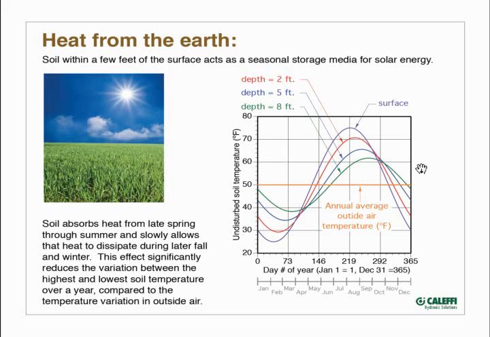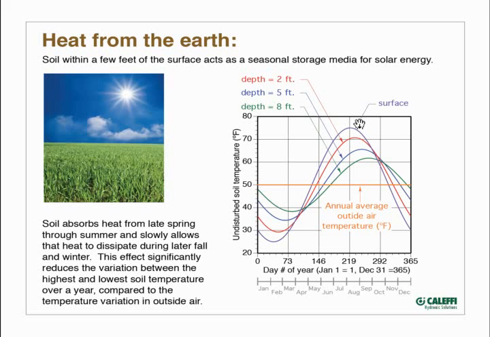You can see the horizontal axis is the day of the year versus the depth below the surface. And that curve that's labeled surface has the widest temperature fluctuation between winter and summer. As we go deeper in the ground, you can see the amplitude of that curve decreases. You also see a phase shift to the right.